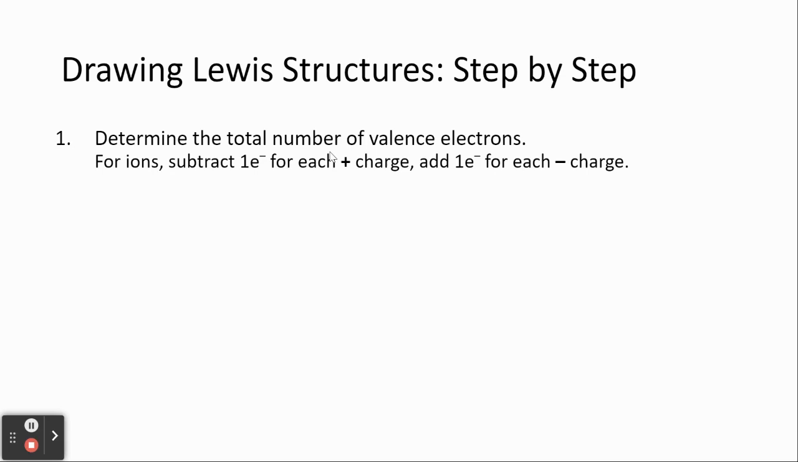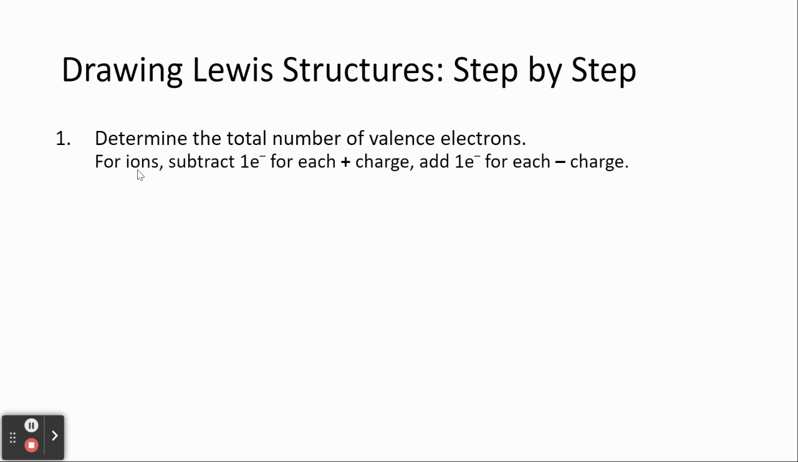So the alkali metals all have 1 valence electron. The alkaline earth metals all have 2 valence electrons. The nitrogen group has 5 valence electrons. Oxygen has 6 valence electrons. The halogen group has 7 valence electrons, and the noble gases, with the exception of helium, have 8 valence electrons.